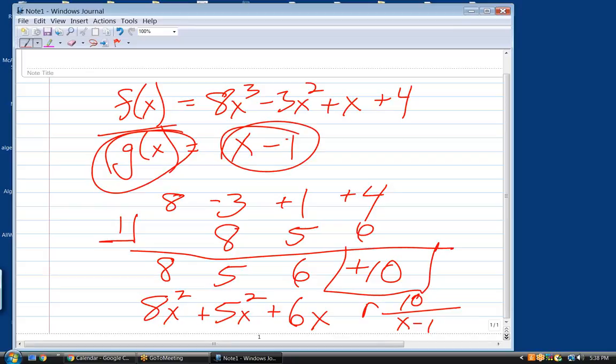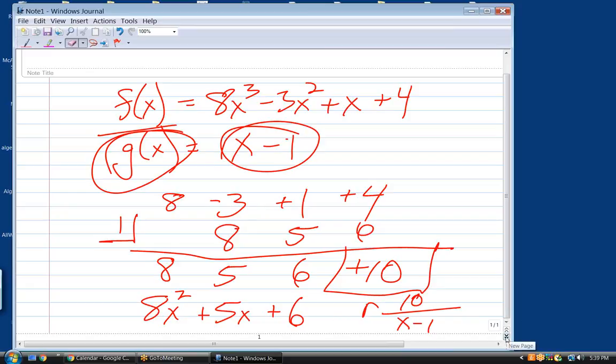Wait, but wouldn't it be 8x squared plus 5x plus 6? But why is it 5x squared instead of just 5x? My mistake. Excuse me. That's okay. In other words, because we have every factor of x represented there, 3, 2, 1, we're going to have every one represented down here, and it's going to go 2, 1, 0. I just made a mistake of writing the 1 or the 2 there. That's okay. Yeah, no, that's absolutely correct. Thank you.